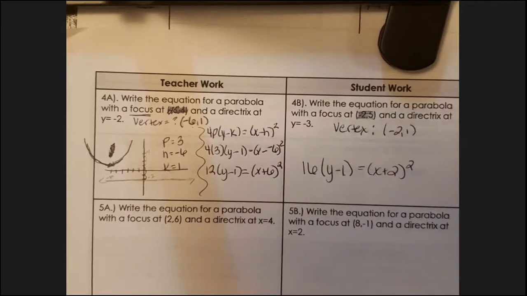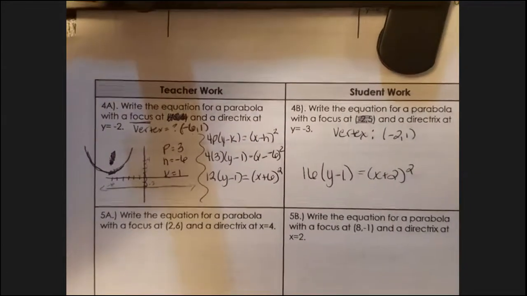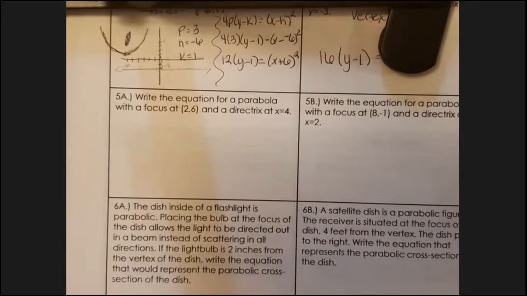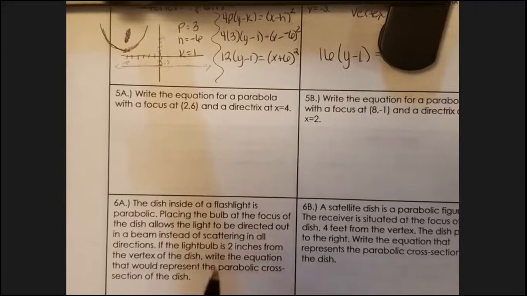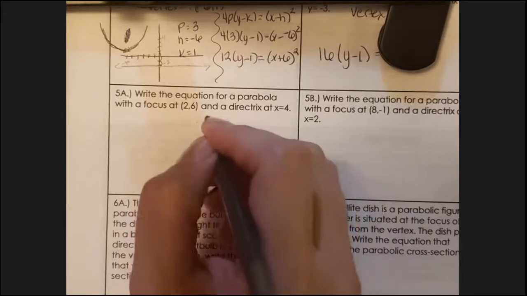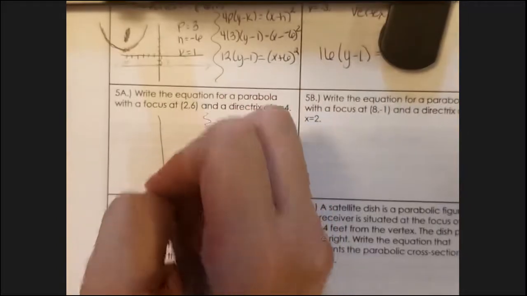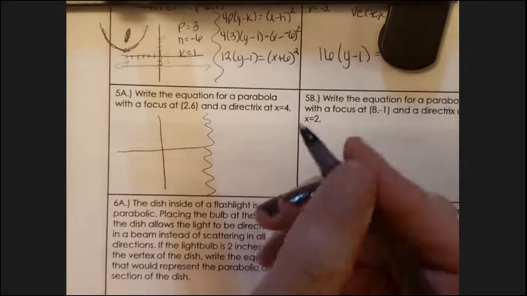Okay. All right. So question 5A, we're almost there, you guys. 5A says write the equation for a parabola with a focus at 2, 6 and a directrix at x equals 4. So I know that the x equals 4 gave us a horizontal parabola last time. So it's probably what it's going to do this time. It's good to be able to make a prediction about what you think you're going to see. Just make sure that you don't accidentally force something to fit your prediction.